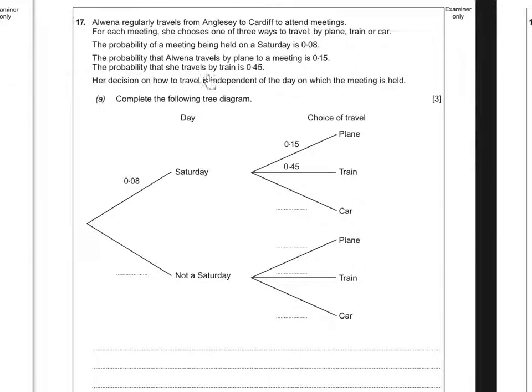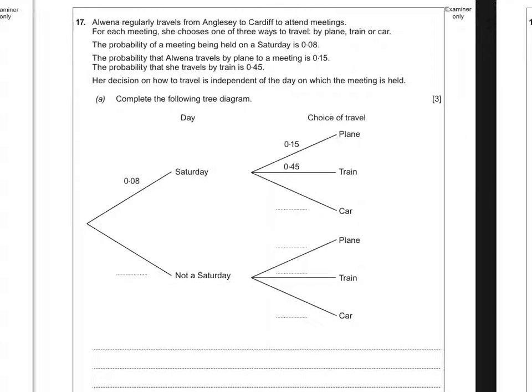And the probability that she travels by a plane is 0.15. The probability she travels by a train is 0.45, so we again need to work out for a car. Her decision on how to travel is independent of the day in which the meeting is held. That means that these probabilities will be the same down here. It doesn't matter what day she goes on. We now need to complete the following tree diagram.